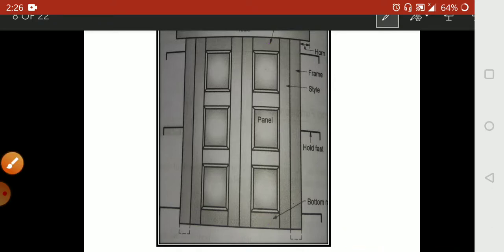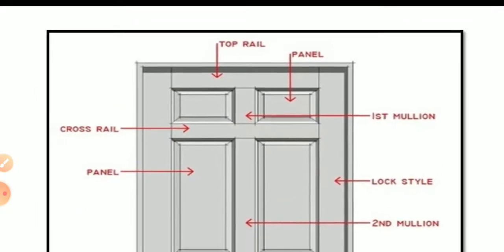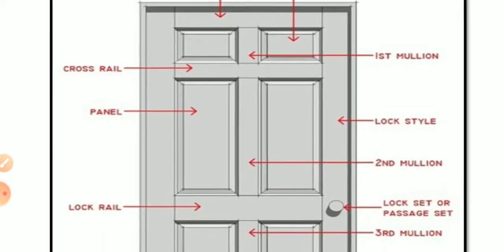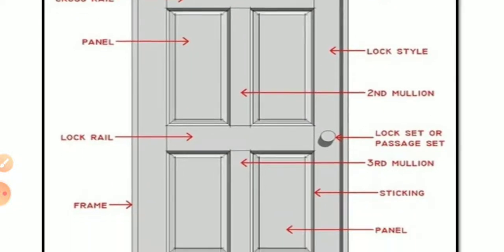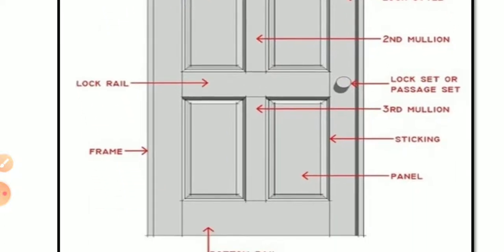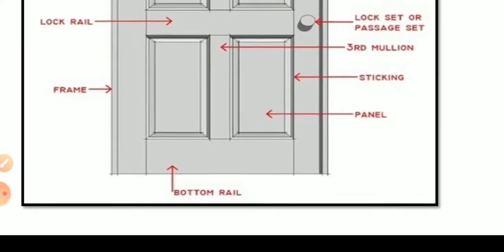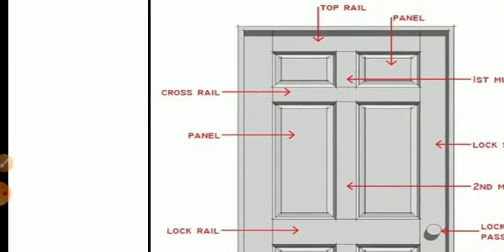You can see here easily: top rail, panel, first mullion, lock stile, second mullion, lock set or passage set, third mullion, sticking, panel, frame, bottom rail, lock rail, panel, cross rail.